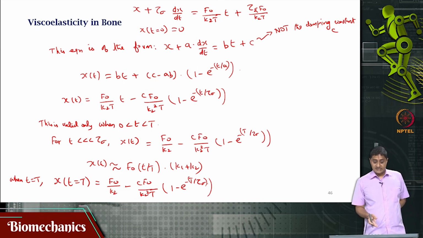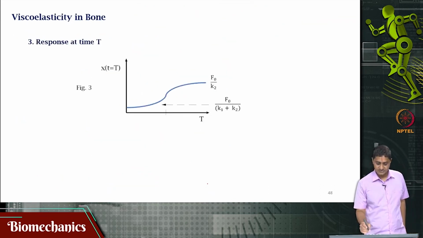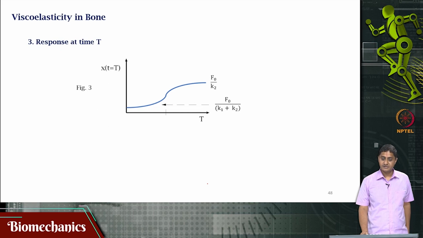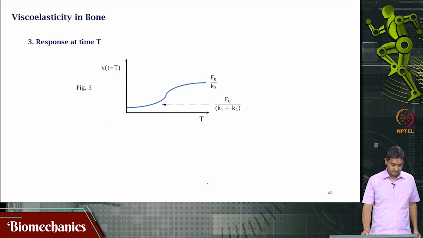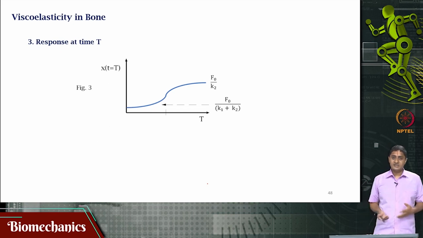So this is the expression for the deformation when small t is equal to capital T. This is what I would get as the deformation at the end of the force ramp. This is plotted in this figure, this solution is plotted. So what does this mean?